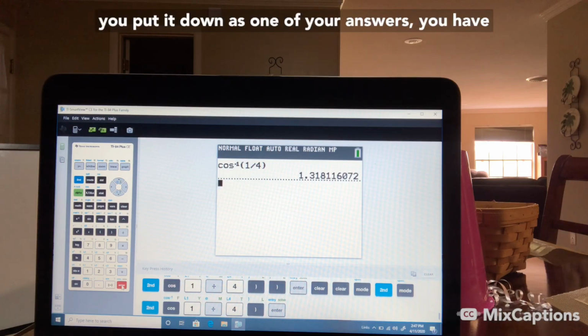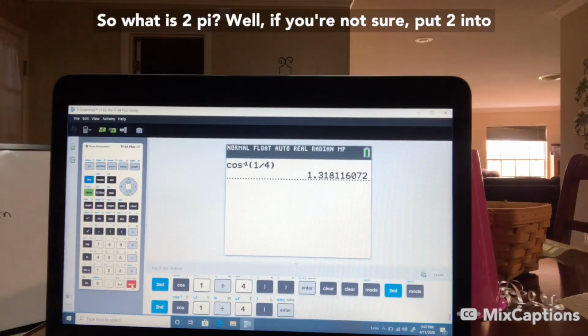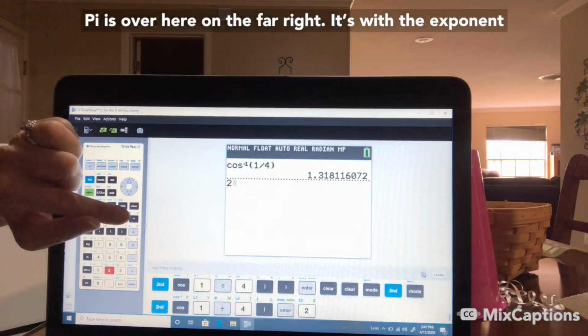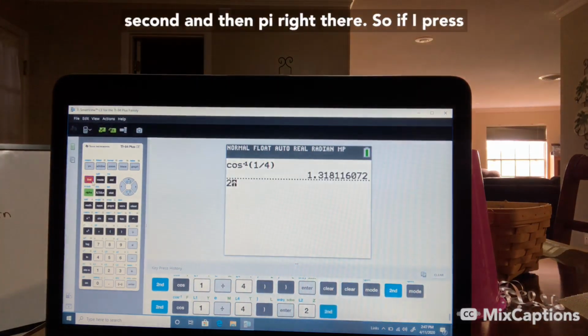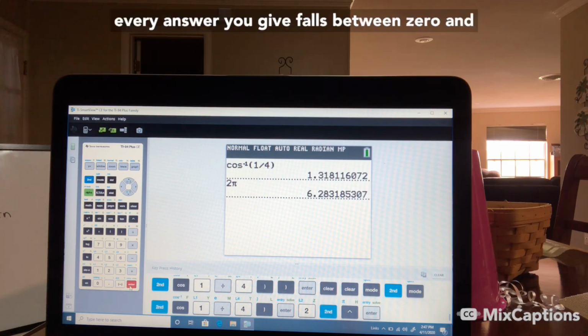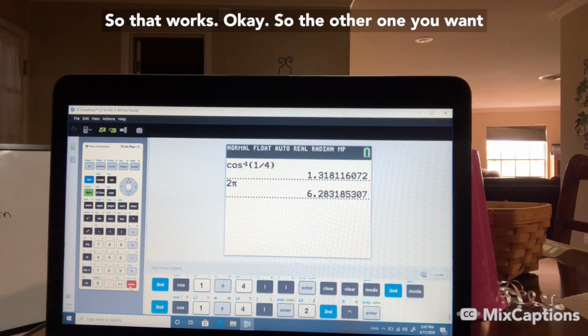Before you put it down as one of your answers, you have to make sure that it falls between 0 and 2 pi. So what is 2 pi? Well, if you're not sure, put in 2 in the calculator and then the pi symbol. Pi is over here on the far right. It's with the exponent button, but you have to press second. So it's second and then pi right there. If I press enter, it shows you that 2 pi is roughly 6.283. So you want to make sure that every answer you give falls between 0 and 6.283. So our answer, 1.318, is fine, so that works.